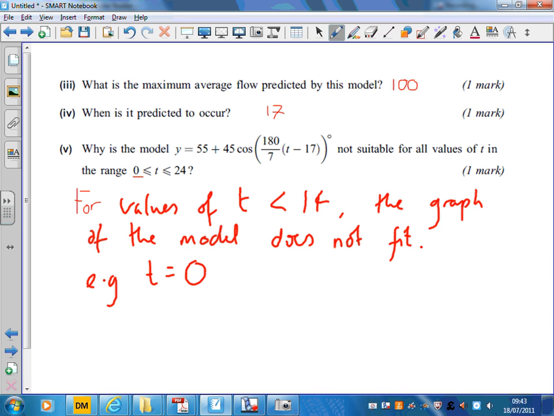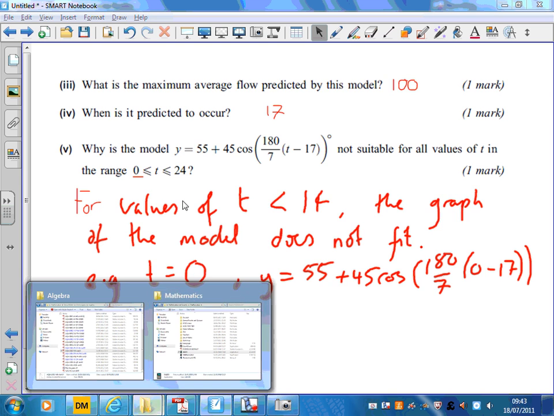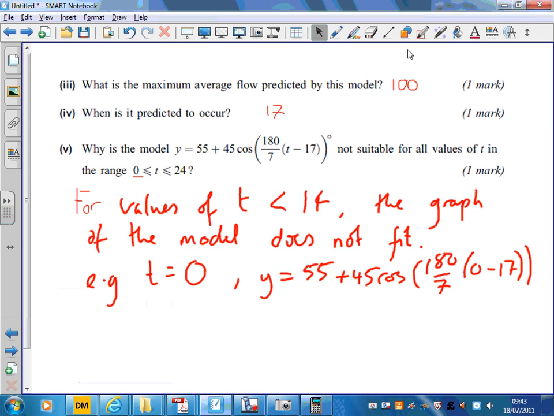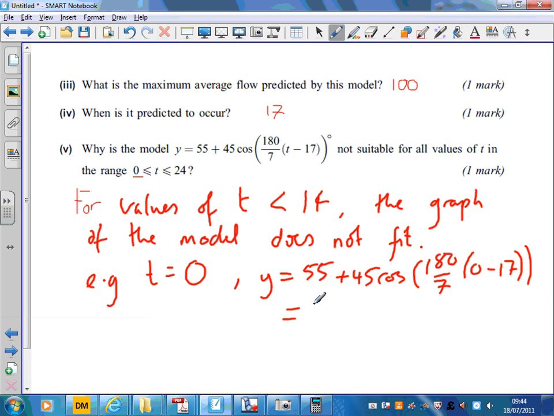If you've got t equals 0, according to the model, y is going to equal 55 plus 45 cos of 180 over 7 times 0 minus 17. And if we use the calculator to calculate what that is, let's bring the calculator back. So 55 plus 45 cos of 180 divided by 7 times minus 17. Work out what that equals. That's telling me that's 65. Okay, so that's equal to 65.